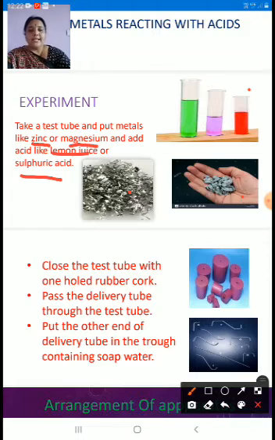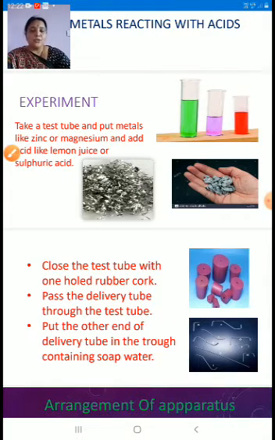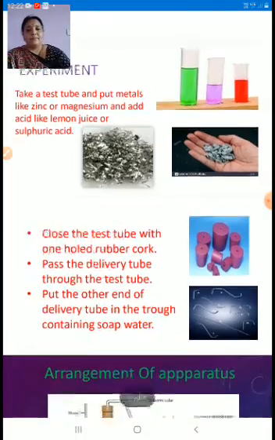So here you are taking a test tube. In the test tube you are taking the metal. To that metal you are adding the acid. Here the acid that we are using is dilute sulfuric acid.